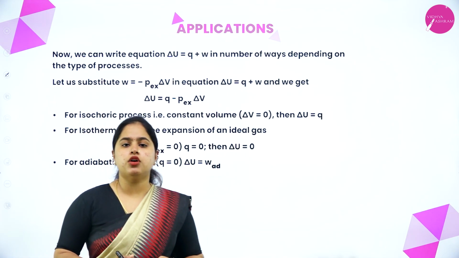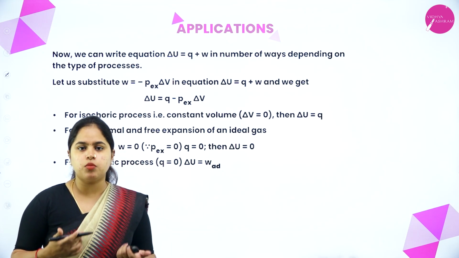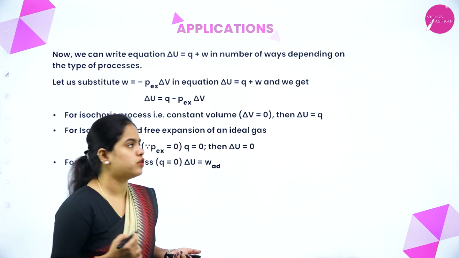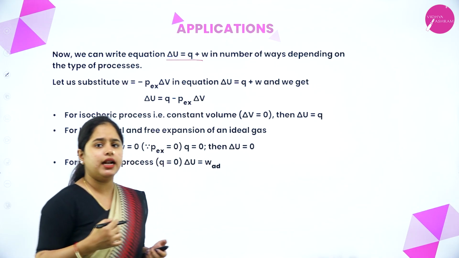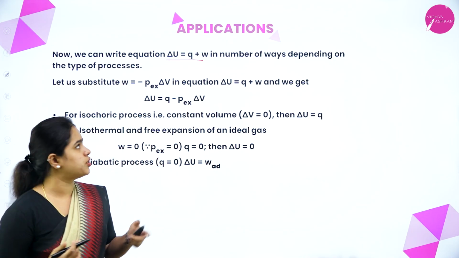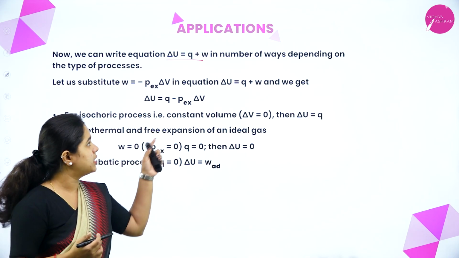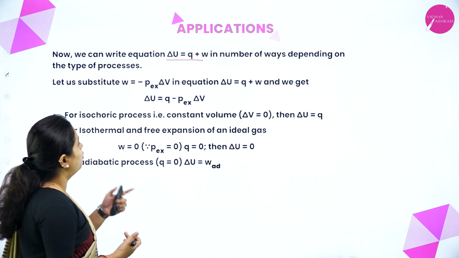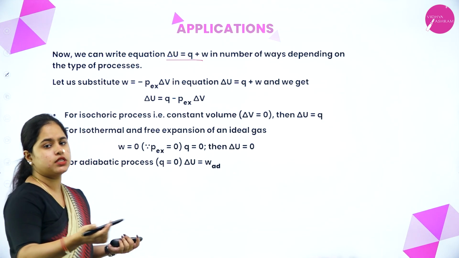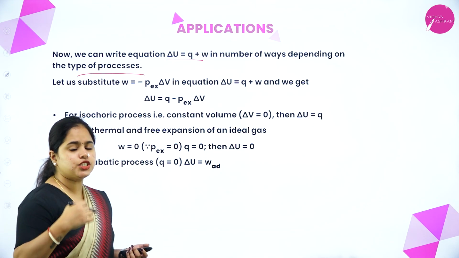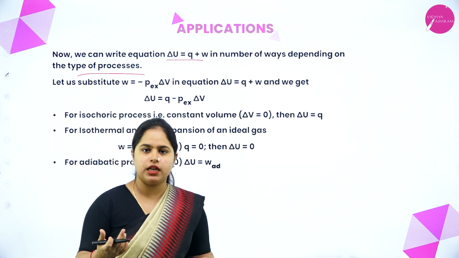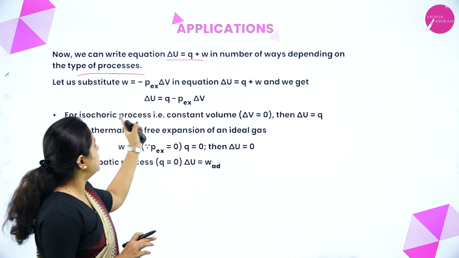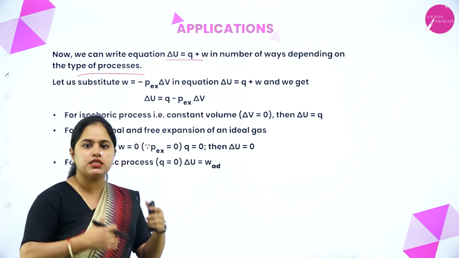Now moving on to the next part, we are studying the different applications of the first law of thermodynamics. We have studied the equation for the first law of thermodynamics, that is delta U, which is change in internal energy, is equal to Q plus W. Now we are going to write it in different ways depending on the type of process which is happening here. In the first session we studied the different types of thermodynamic processes, right? Depending on them, this equation for the first law keeps changing.